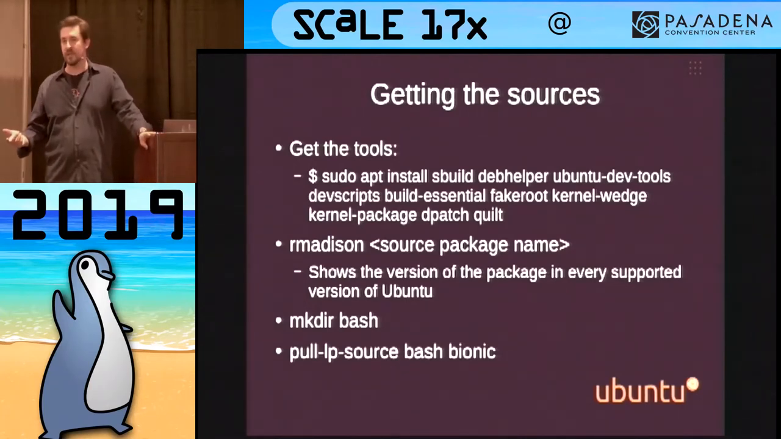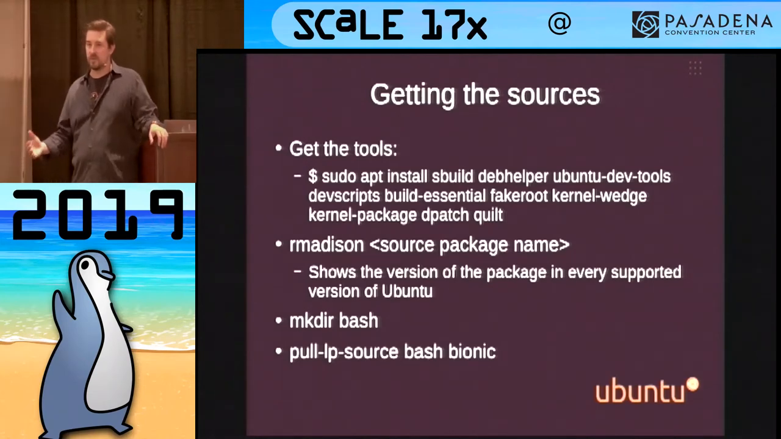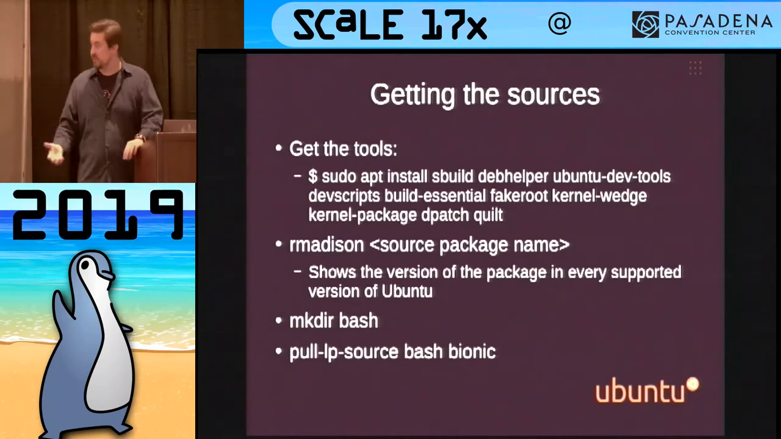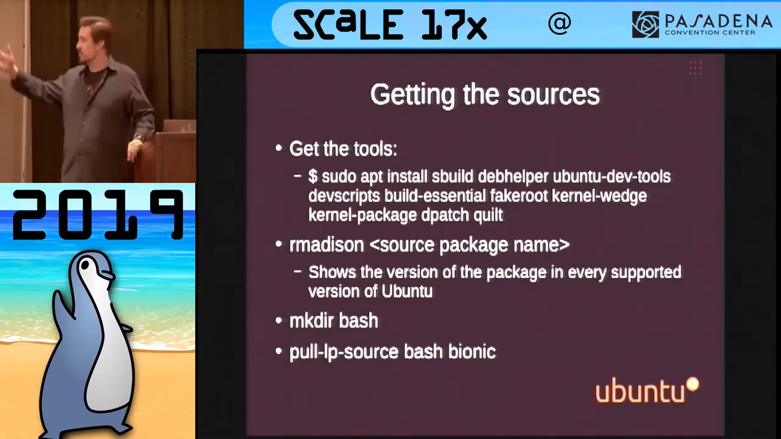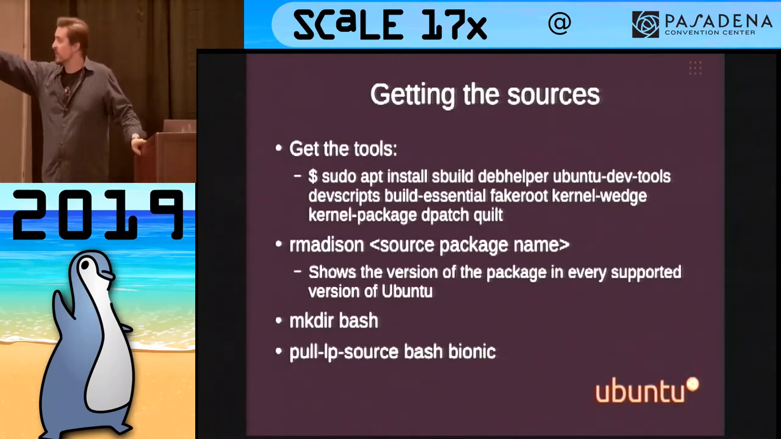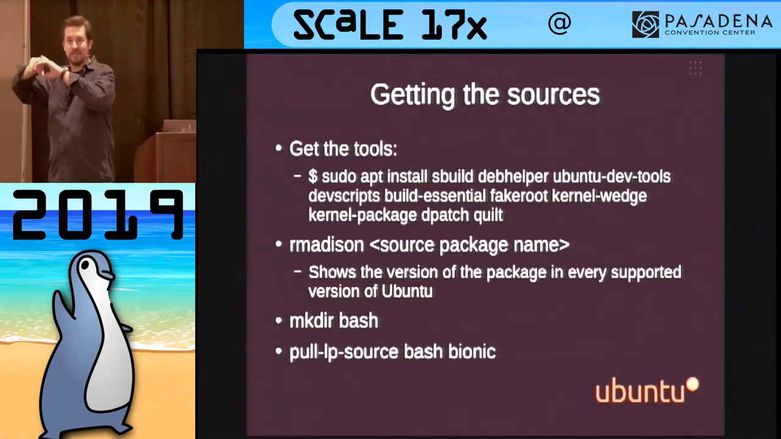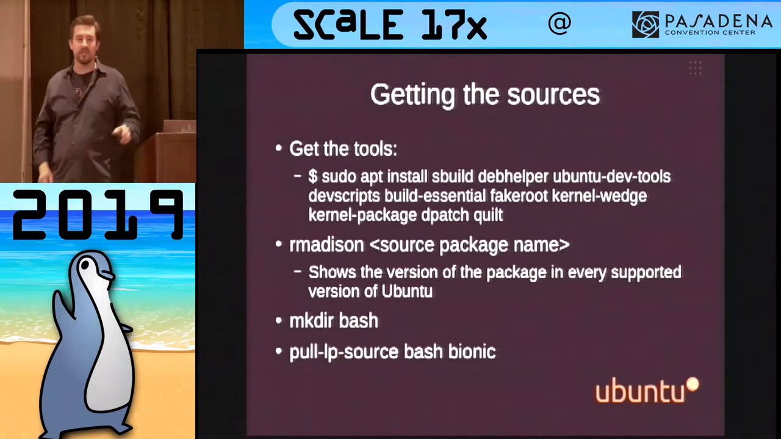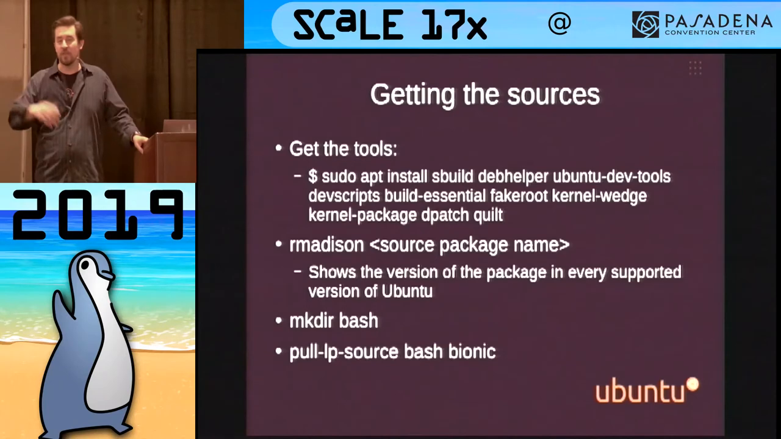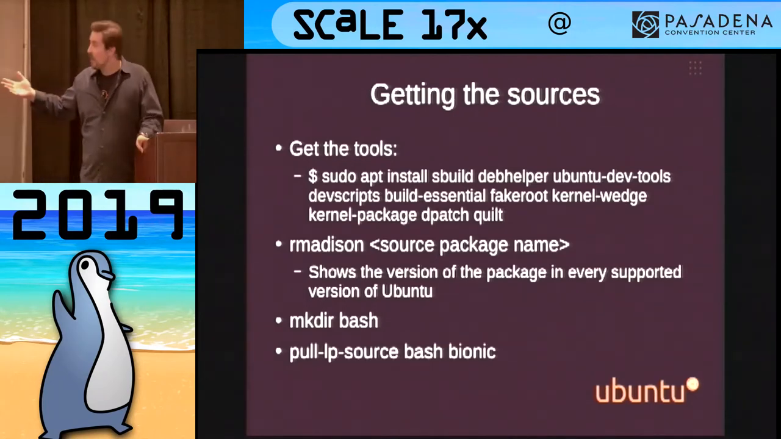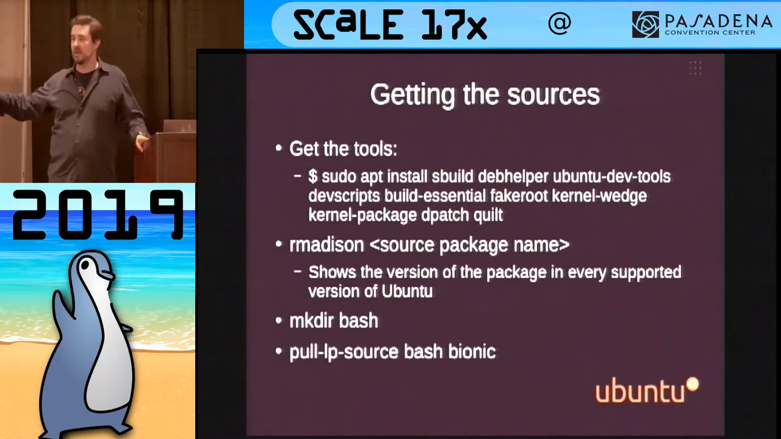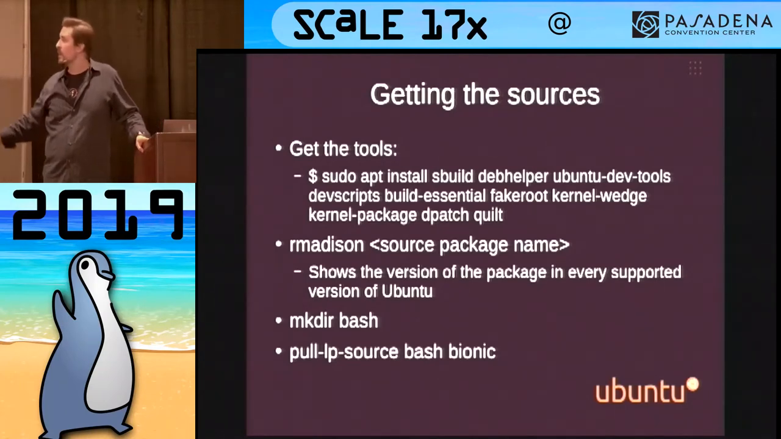First thing I like to do when I know I'm going to be doing development for an Ubuntu package is I make sure that I grab a bunch of tools that go around Ubuntu development. You'll see Ubuntu DevTools, DevScripts, Build Essentials, FakeWeb, FakeRoot, Kernel Wedge. This is my de facto copy-paste install when I've created a new machine because I know I'm going to need them at some point in time. You might need some other compilers or interpreters based on the languages that you're looking at, but this is pretty good coverage of most of them.